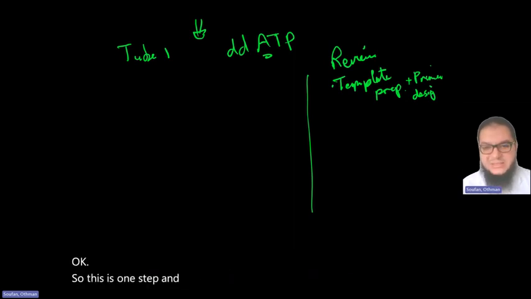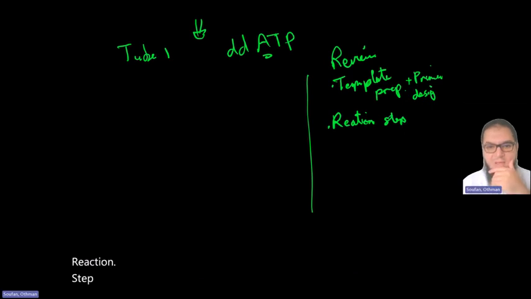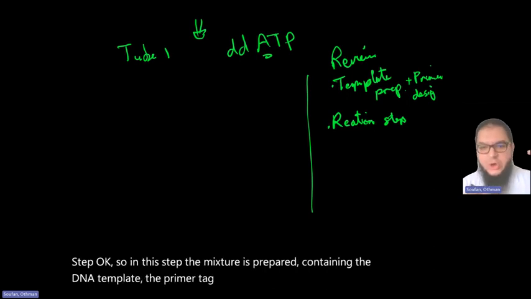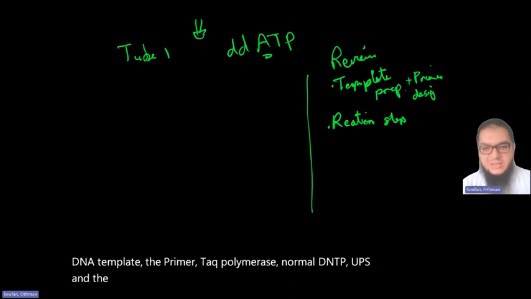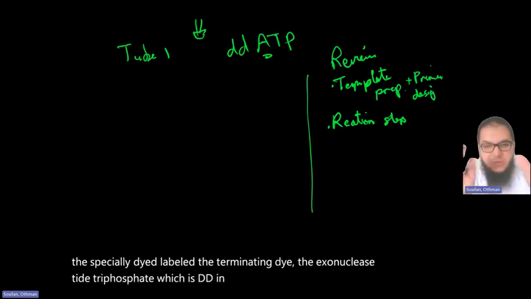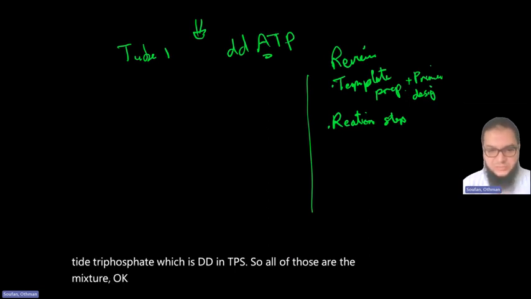Another step is the reaction step. In this step, the mixture is prepared containing the DNA template, the primer, Taq polymerase, normal dNTPs, and the specially dye-labeled terminating dideoxynucleotide triphosphates, which are ddNTPs. So all of those are the reaction mixture.